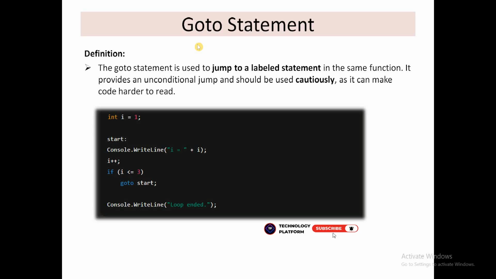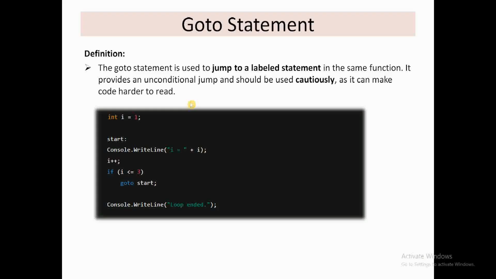Next topic is the goto statement. The goto statement is used to jump to a labeled statement in the same function. It provides an unconditional jump, and should be used cautiously, as it can make code harder to read. If we want to move directly to a labeled statement, then we can use this goto statement.